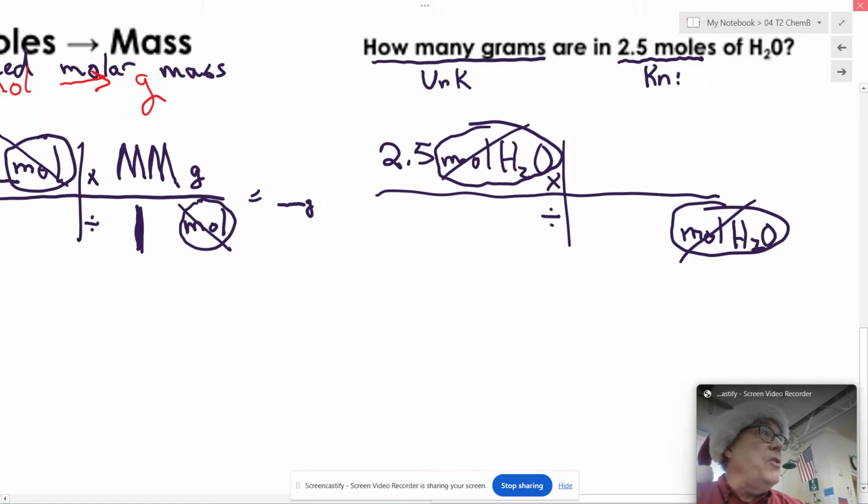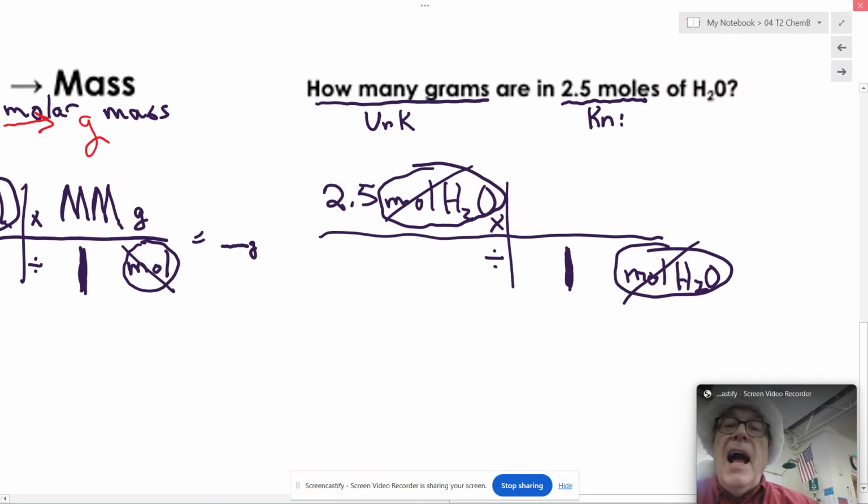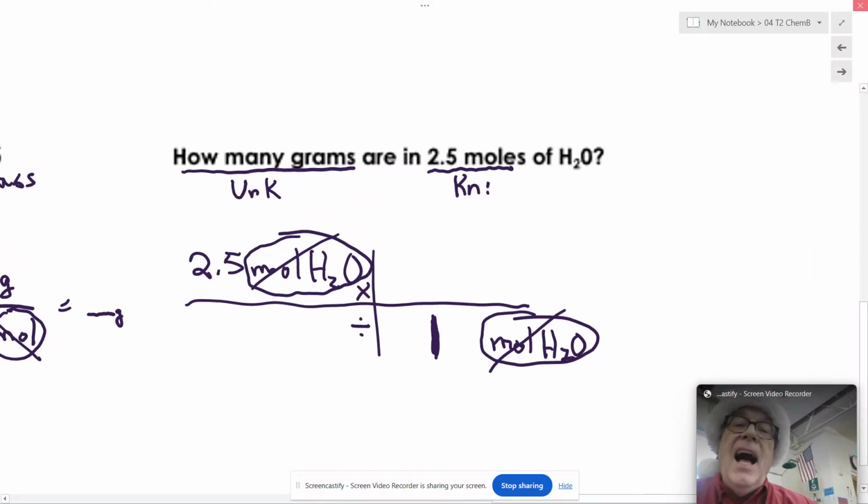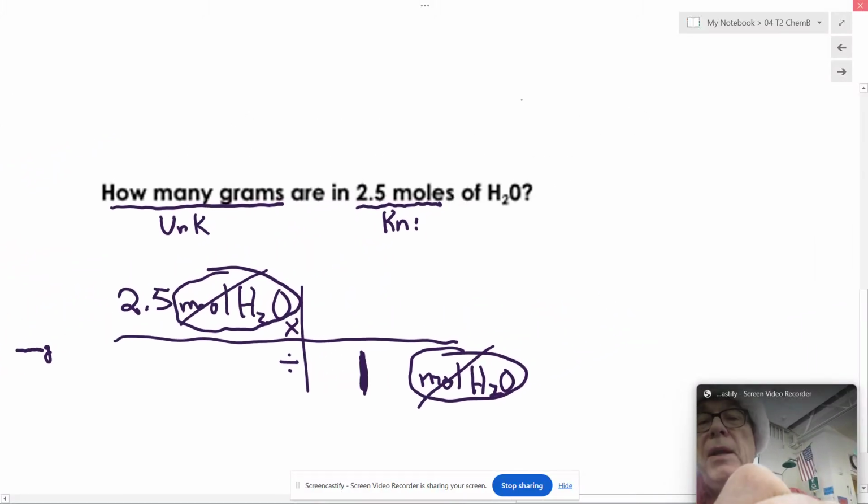And what number always goes with moles? 1. And 1 is your friend because it's so easy to multiply by 1 or divide by 1 because it doesn't change the number at all. But up here we need the molar mass of water. How do we find the molar mass of water? I know, you're well ahead of me. Some of you already have it. Maybe you remember it from other times you've calculated the molar mass of water.